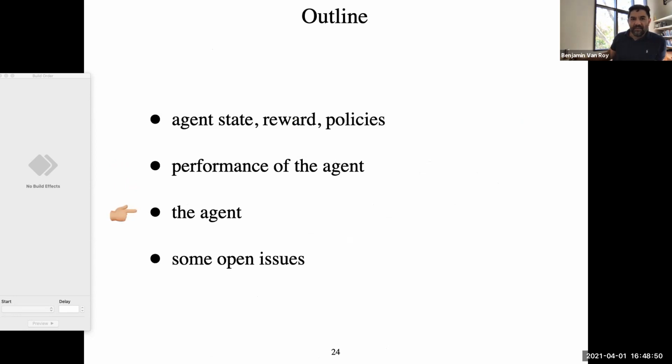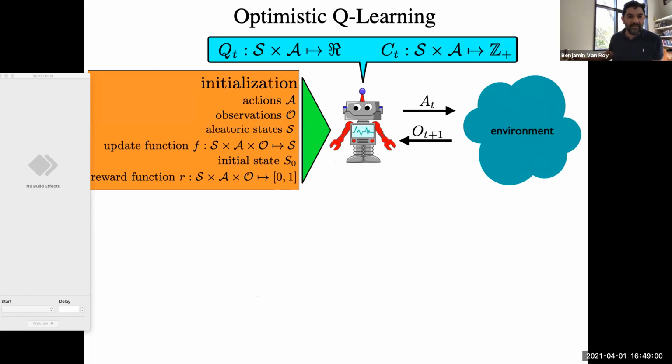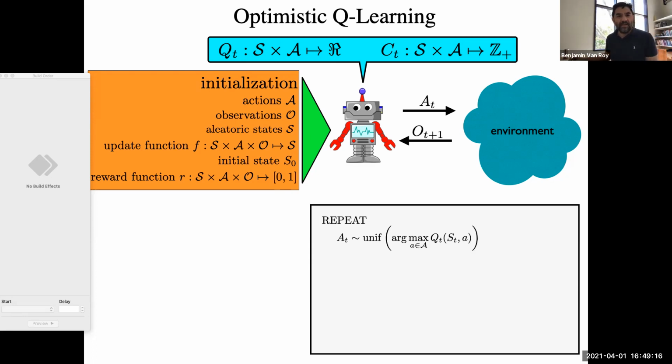All right, so let me talk a bit about how the agent works. The agent, as I mentioned, takes these inputs. What I haven't talked about is the agent's epistemic state. So in the core algorithm, the agent updates its epistemic state, Q_t and C_t. And the algorithm works as follows. At each time, the agent selects a greedy action, an action that maximizes its current action value function, Q_t. And then it updates its aleatoric state based on the environment feedback. And then it's going to update the epistemic state.